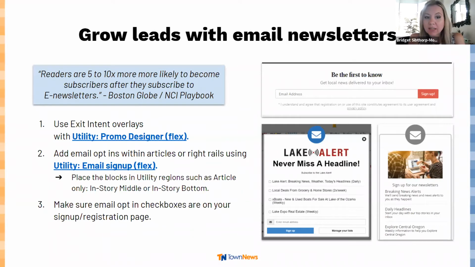I particularly like the in-story middle option because they've read at least a few paragraphs and then they get to that opt-in point. So this is something where you could put a sports email newsletter in a sports section, for example. Or you could be more broad with breaking news everywhere. So it's a really great option, and I highly recommend that you look into these blocks.